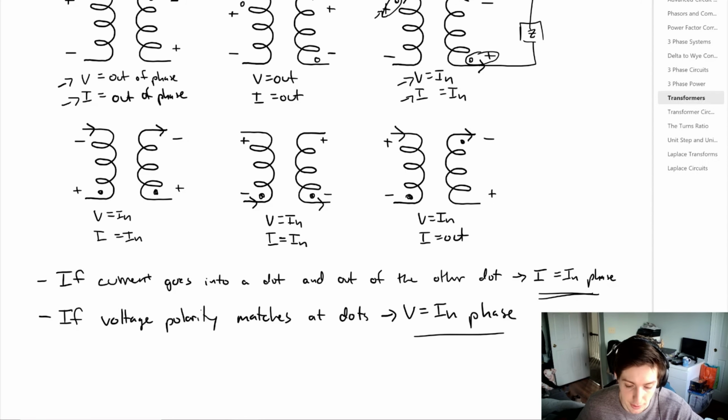And now let's go bottom right. So if we draw a little ghost source, we could also say that current is going out of a dot here and out of a dot here. So we're out of a dot on both, so we would say that the current is out of phase. And at each one of the dots, we have a minus sign. So the voltage polarity matches, so the voltage would be in phase.